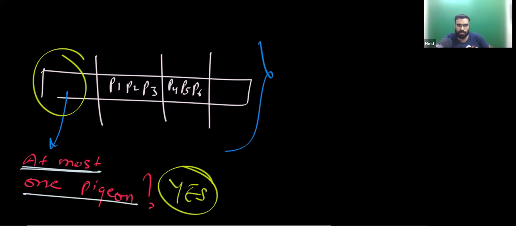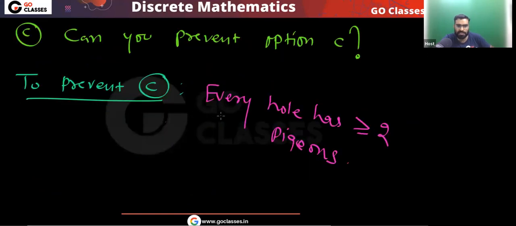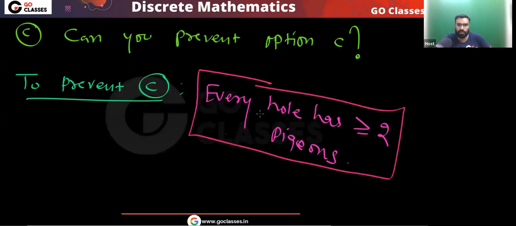So remember, option C is saying some hole has at most one pigeon. At least one hole has at most one pigeon. If you want to prevent option C, then what you need to do? Do you agree with me? This is what you need to do: every hole should have more than one pigeon. Every hole has more than or equal to two pigeons. Is it possible? This is not possible, right?